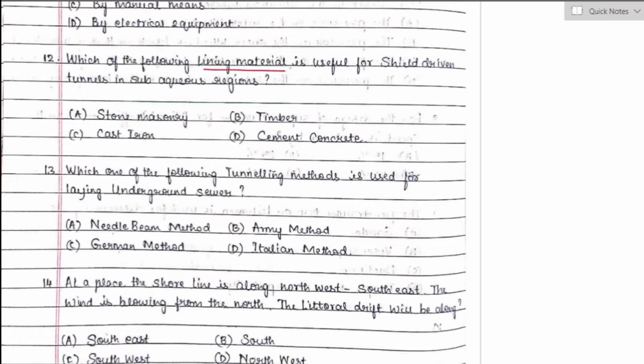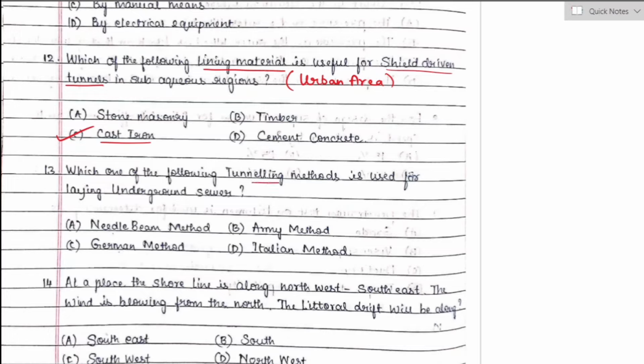Question number 12. Which of the following lining materials is useful for shield driven tunnels in subaqueous region? Shield driven tunnels are majorly found in urban areas where the best lining material would be cast iron. Option C is the right answer.